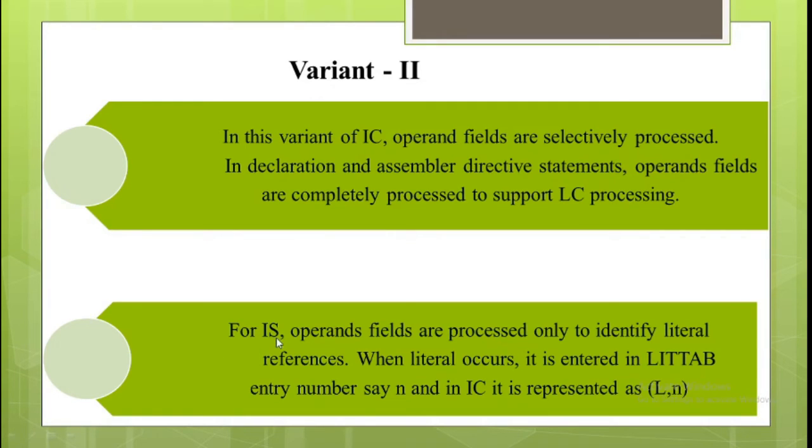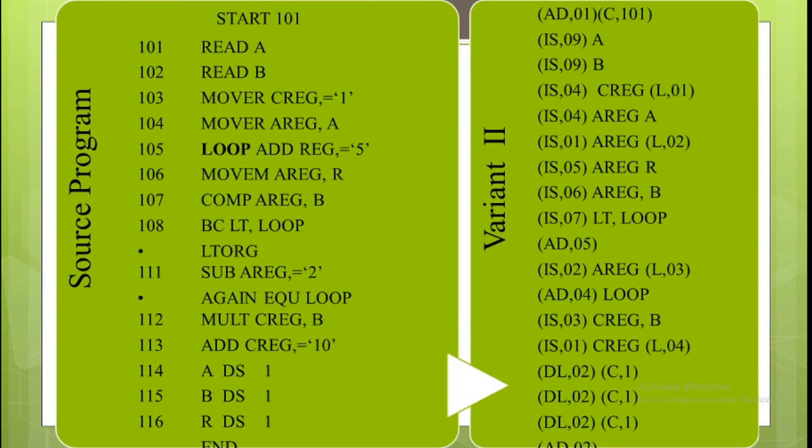For imperative statements, operand fields are processed only to identify the literal references. So when a literal occurs, it is entered in the literal table at entry number, say n, and in the intermediate code it is represented as L, n. Now on this slide you can see on the left-hand side the source program, and on the right-hand side the variant 2 that represents the intermediate code form.